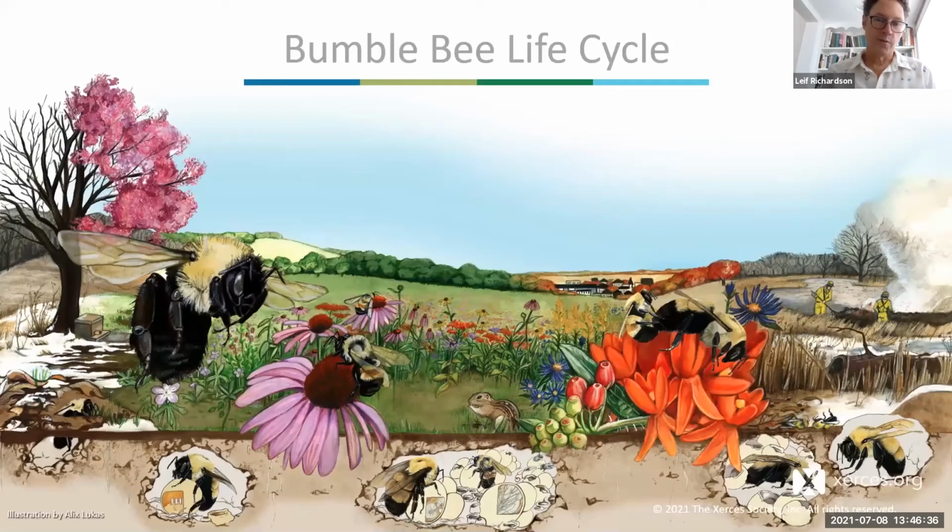So here's the cycle in this beautiful image illustration by Alex Lucas. And you read it from left to right. Left is winter, right is fall. And you can see in this case, the example is a rusty patch bumblebee.